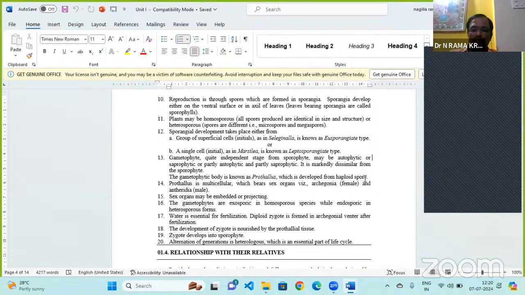Now see here, these exosporic gametophytes are typically a delicate, thin thallus and are commonly called the prothallus. This is the most important point for short-question purposes. So prothallus means these exosporic plant bodies.